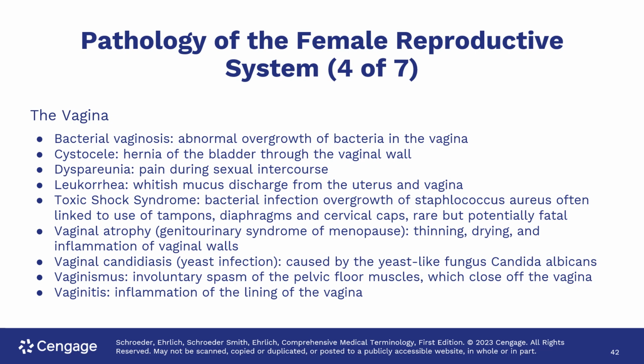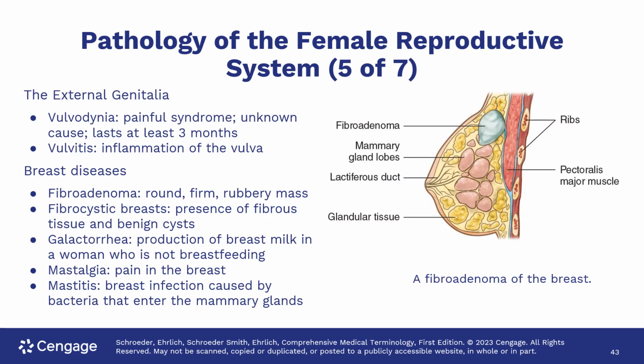Vaginismus is involuntary spasms of the pelvic floor, which closes off the vagina. Very painful. Can also be the source of dyspareunia, which is painful sex. Cystocele is herniation of the bladder through the vaginal wall. Disorders of the external genitalia can be inflammation or vulvitis, or pain from an unknown source called vulvodynia. Breast pathology can be masses, cyst, inflammation, pain, or continued milk production past the time of breastfeeding.